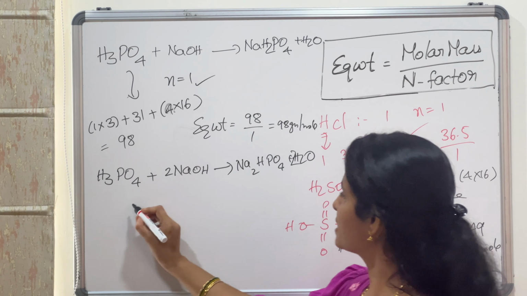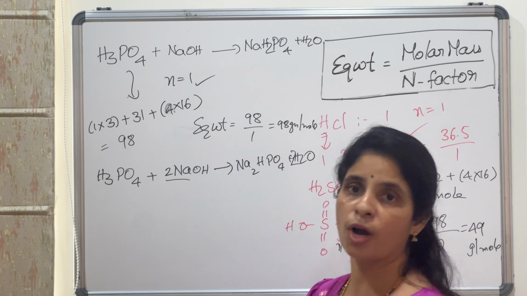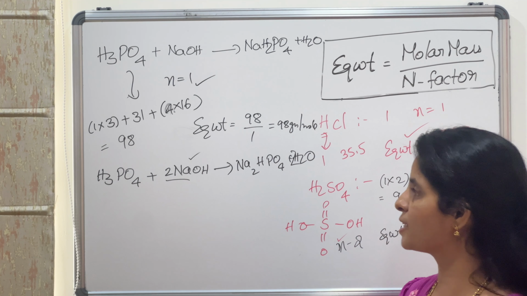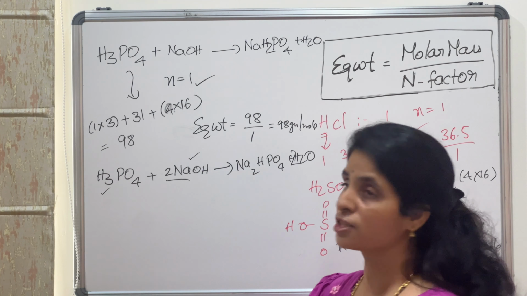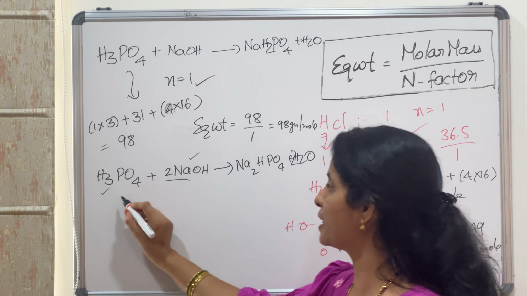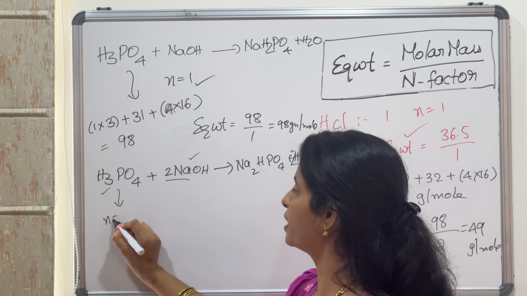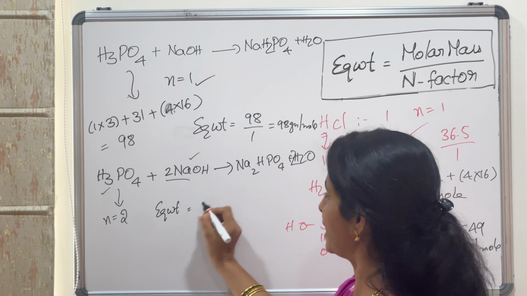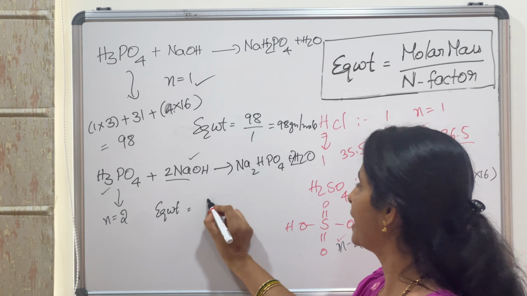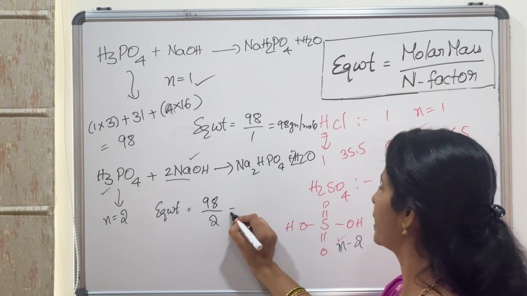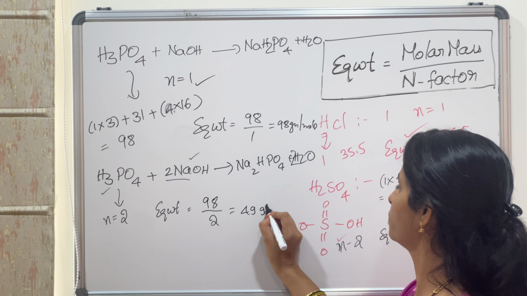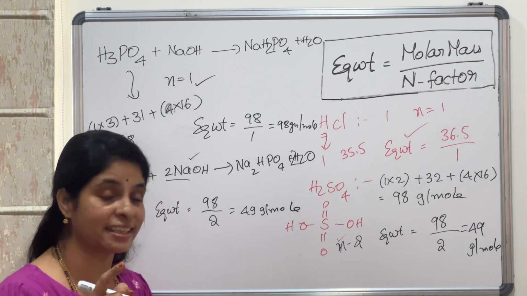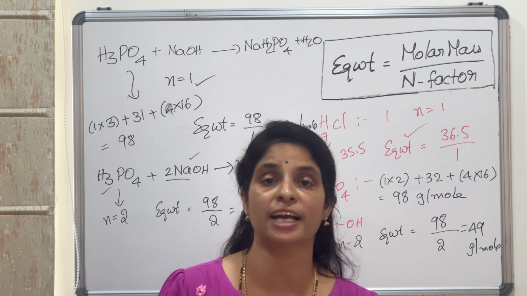So here, what is the equivalent weight? Here 2 OH minus ions are there. Number of replaceable OH minus ions are 2. So here 2 hydrogens will be going to replace. What is the N factor for this particular reaction? It is 2. So here equivalent weight of H3PO4 in this equation is 98 by 2, so it is 49 grams per mole. Got it? So now the third case, which is a complete neutralization.